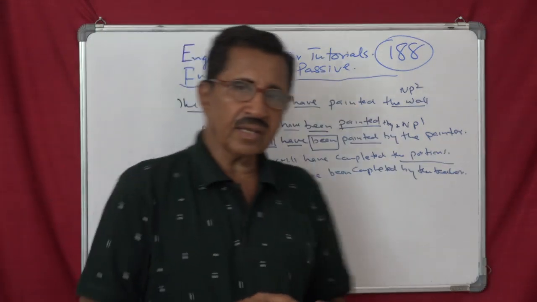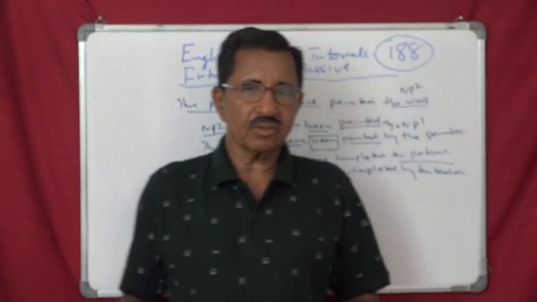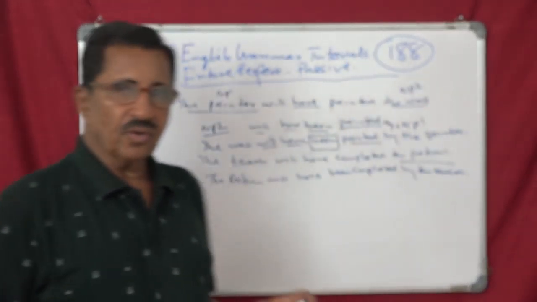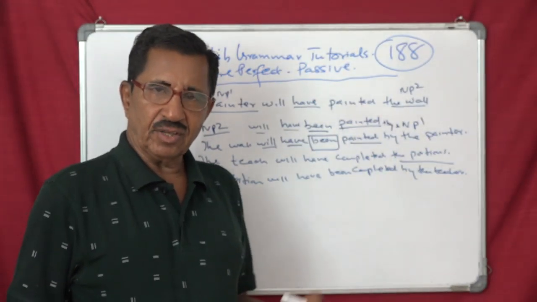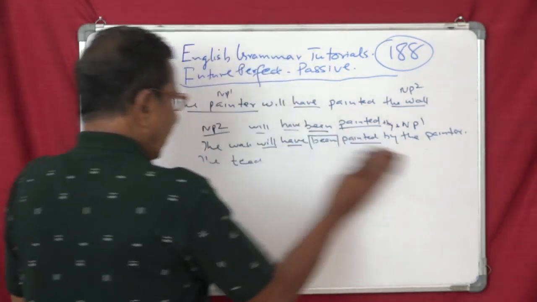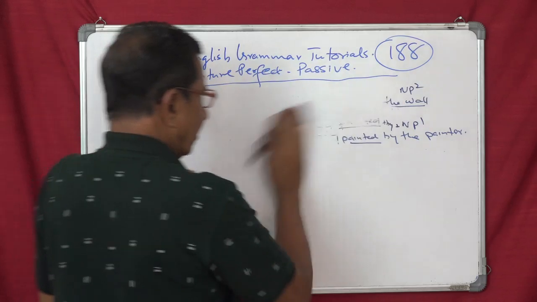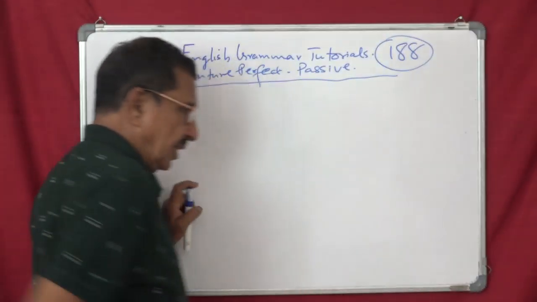If you know how to change the statements from active to passive, all the other things will be easy for you. Why? Because if you get a question, you can change that into a statement, and after that you can change it into a question again. Alright, so let us do a yes or no question, and then things will become clear to you.